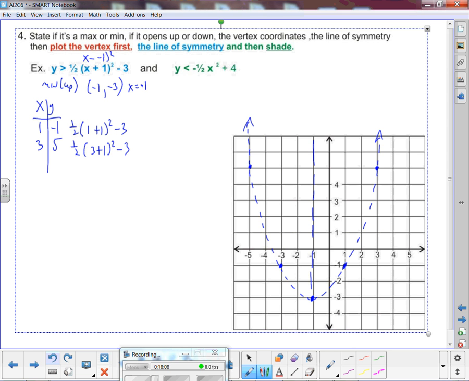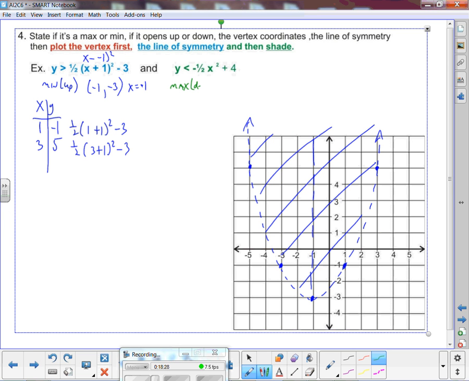And again, we have to shade, and it's a greater than. And where is greater than? Greater than is above the curve. So for us, everything in there. Okay, that's the first one. Second parabola. So we look at this and we say, oh, this is a max.